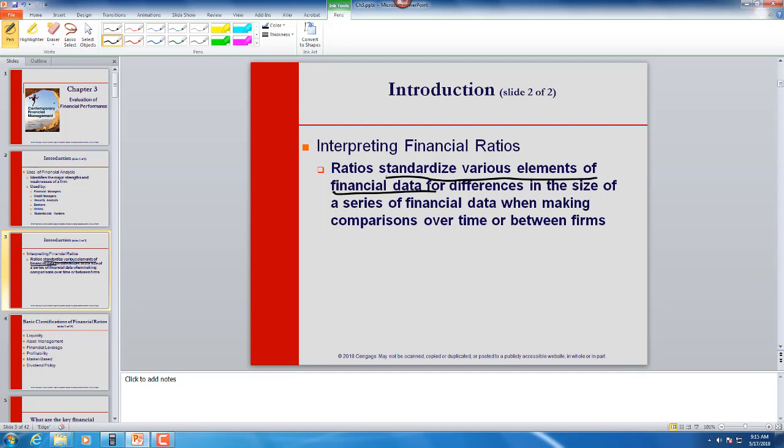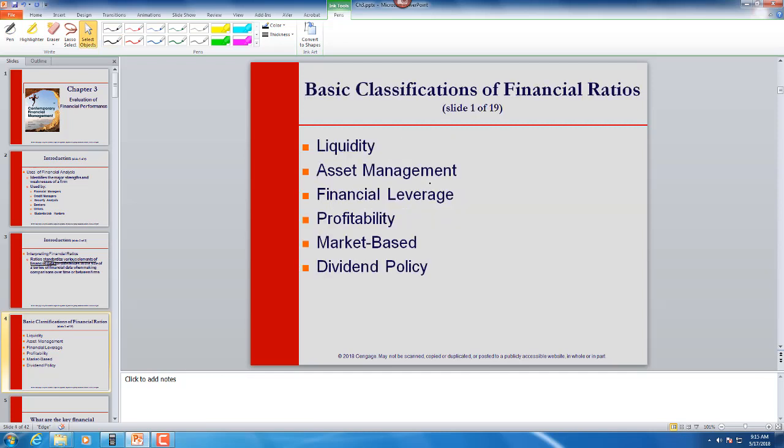It checks to see if everything is normal or acceptable at that industry level, or if it is bad or great or something. It also adjusts for differences in size and a series of financial data when making comparisons over time and between firms. Now, ratios are classified into several different methods. Like liquidity ratios measure the liquidity of a firm.